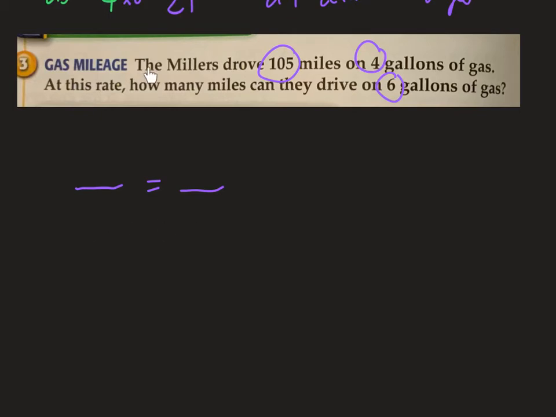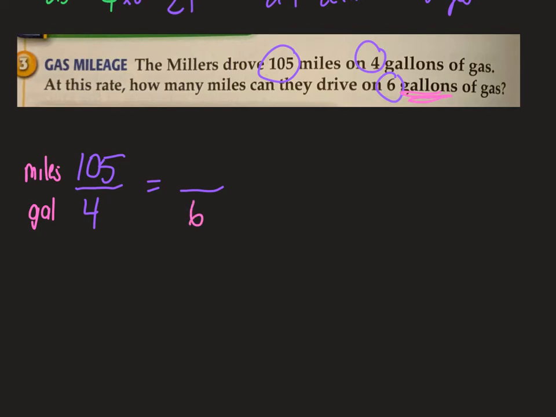bottom. So the Millers drove 105 miles on 4 gallons. So I'm going to put 105 on top and 4 on the bottom. Do I have to? No, but that's what I'm picking. I'm picking miles per gallon. It kind of sounds right anyway. So that means I've got miles on top and I've got gallons on the bottom. 6 is a gallons number.